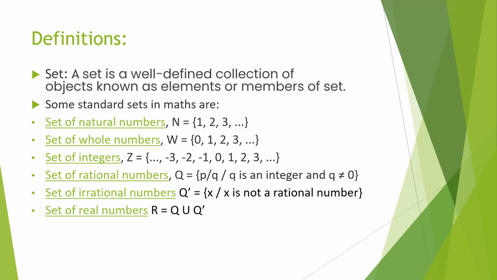Set of rational numbers: all the numbers of the form p by q where p is an integer and q is not equal to 0. For example, the fractions 1 by 2, 1 by 4 are of the form p by q. Set of irrational numbers: set of all those x such that x is not a rational number. So all the numbers other than rational numbers will be irrational numbers. And the set of real numbers is the set of rational numbers union the set of irrational numbers. In addition to this, you can also have the set of complex numbers.